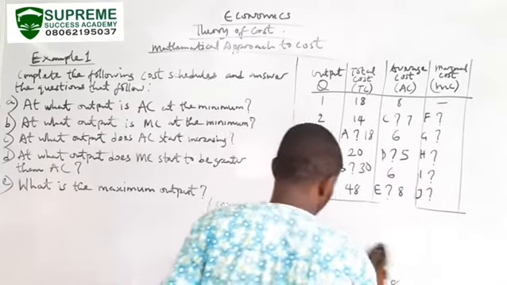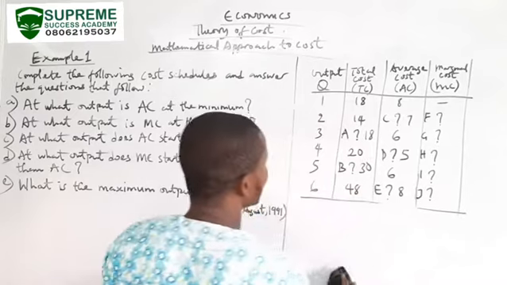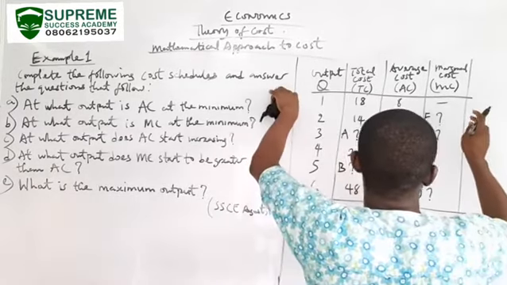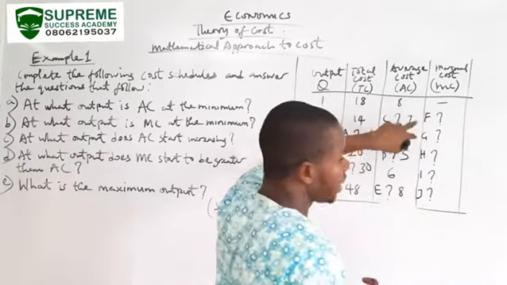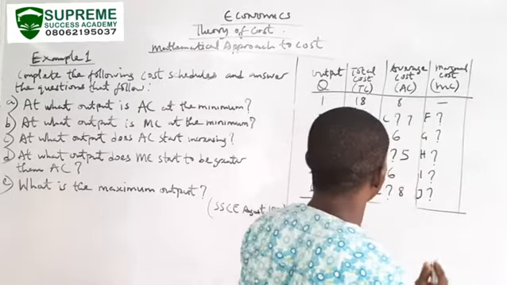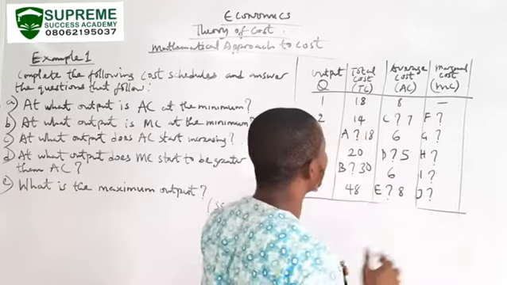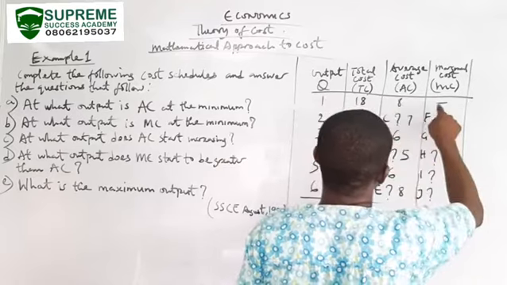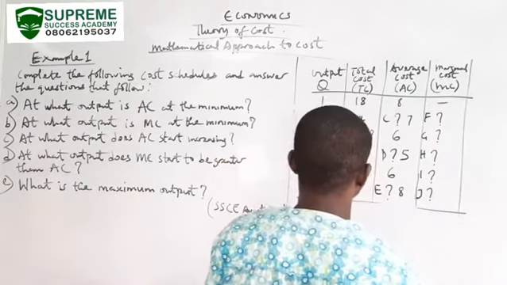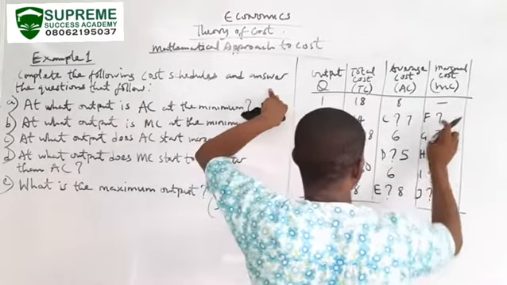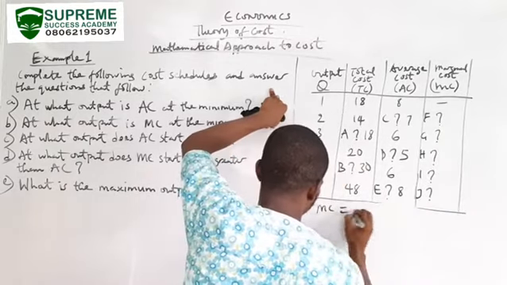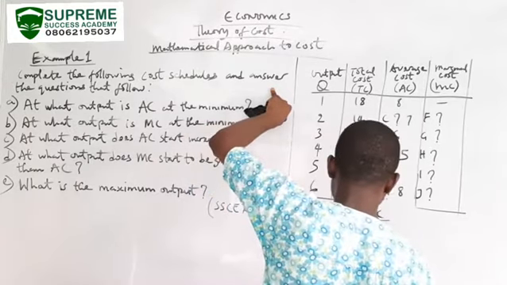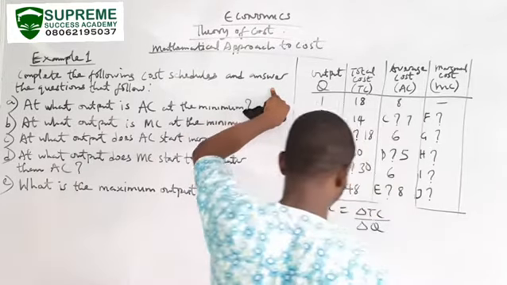So the last aspect is the marginal cost. Remember the definition of marginal cost: it is the additional cost of producing additional units. You realize that this is the first production, so the marginal cost will automatically be dashed. So the second one here: marginal cost equals change in total cost over change in output.